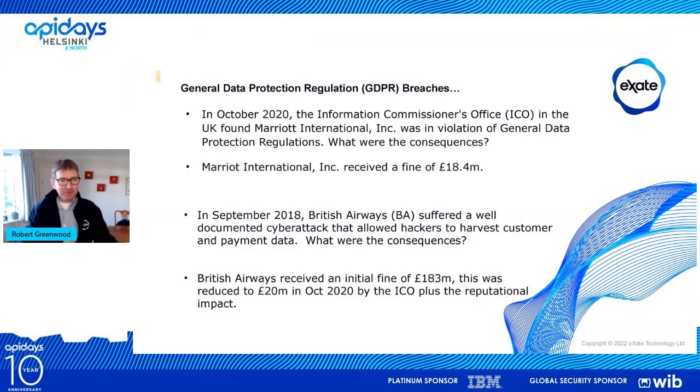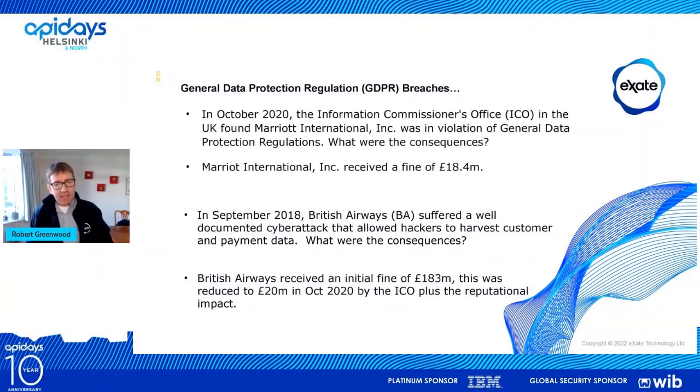Okay, so this is one of the slides that you should have seen appearing before you. I think it was quite useful to try to highlight why I think privacy is so important in the API world. So you've probably read ahead already, but in October 2020, the ICO in the UK found Marriott International was in violation of GDPR regulations. The consequences were a fine of £18.4 million. That's what they paid fundamentally.